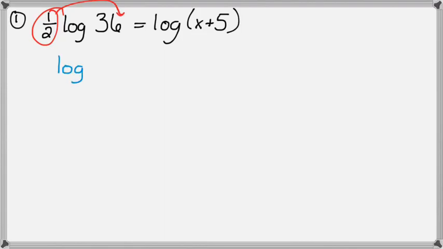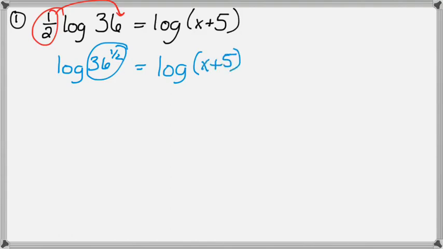So log base 10 of 36 to the 1/2. Remember, to the 1/2 is the same thing as saying the square root. So log base 10 of x plus 5. And so log base 10 of 36, square root of 36 is 6. And so the other side we didn't do anything to change.